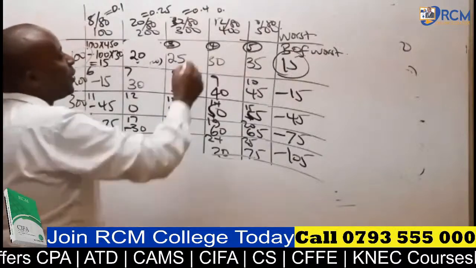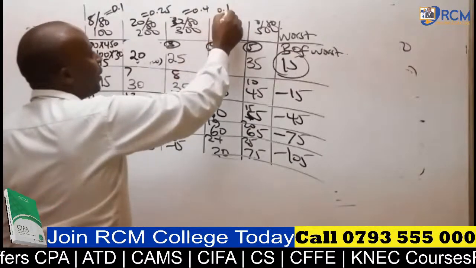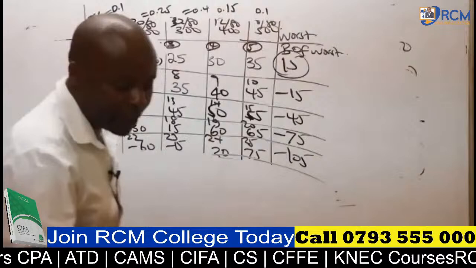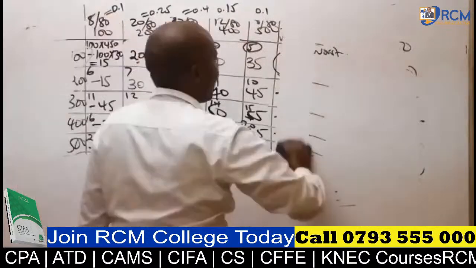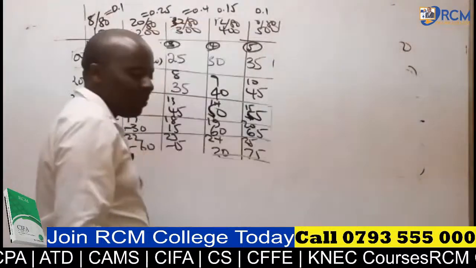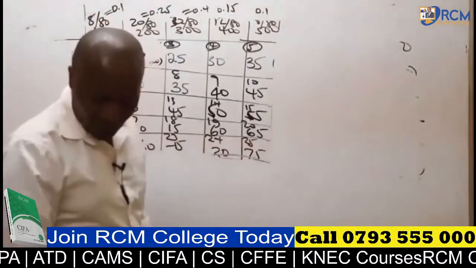0.15. Then lastly, 0.1. So now out of this, I should be able to get expected monetary value for them. I have a very good book. My book I can rub. For your case, you can't do that.